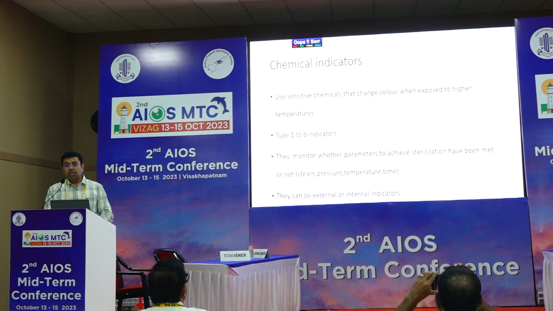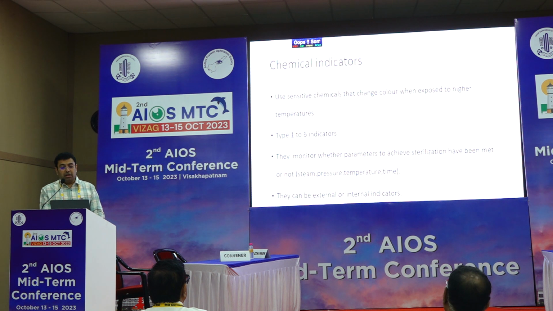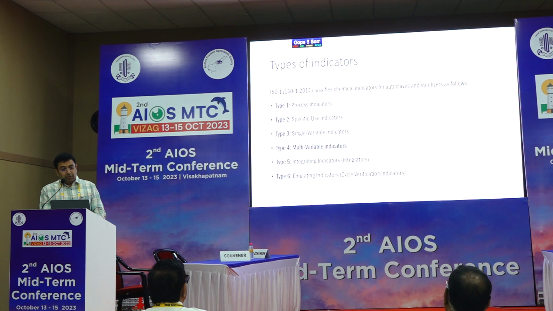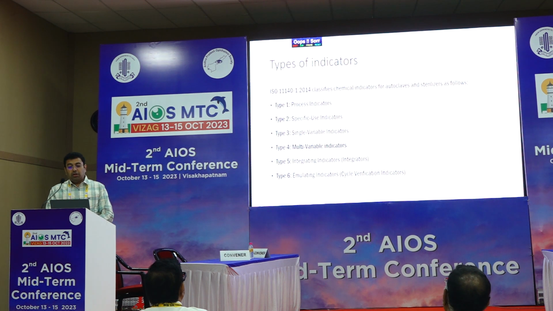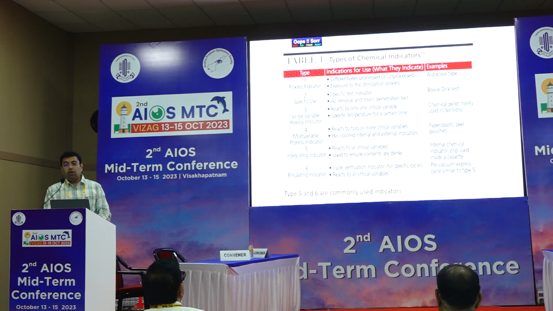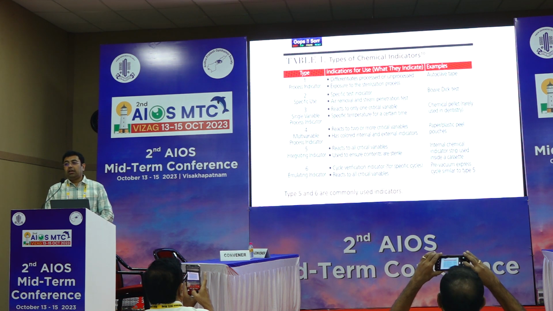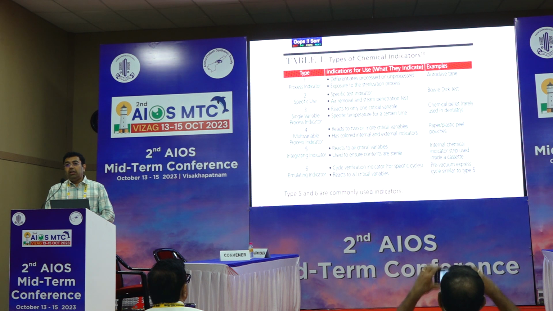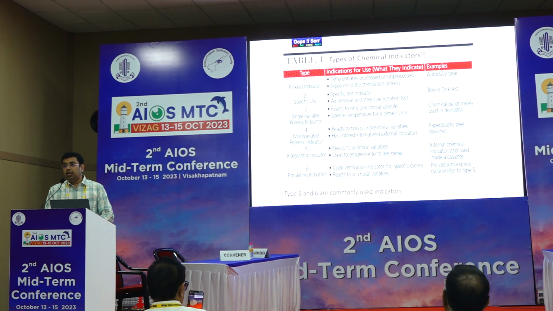There are 6 types of chemical indicators, type 1 to type 6, and they monitor the parameters of sterilization like steam, pressure, temperature, and time. This is the ISO classification of the types of indicators: process, specific use, multivariable, single variable, and so on. What we normally should be using is type 4 or type 5 indicators, which will test all the components of sterilization like steam, temperature, heat, and so on.